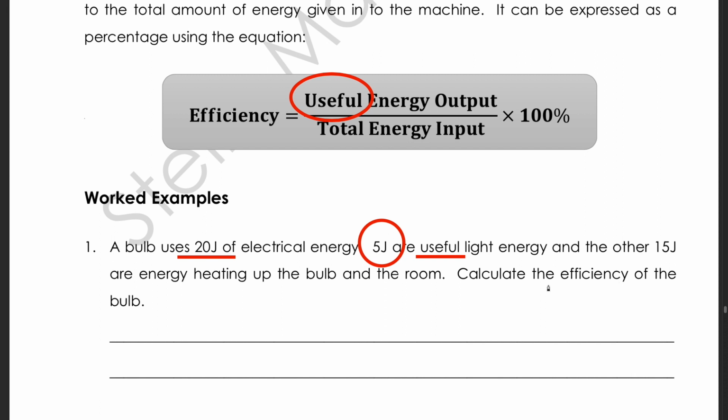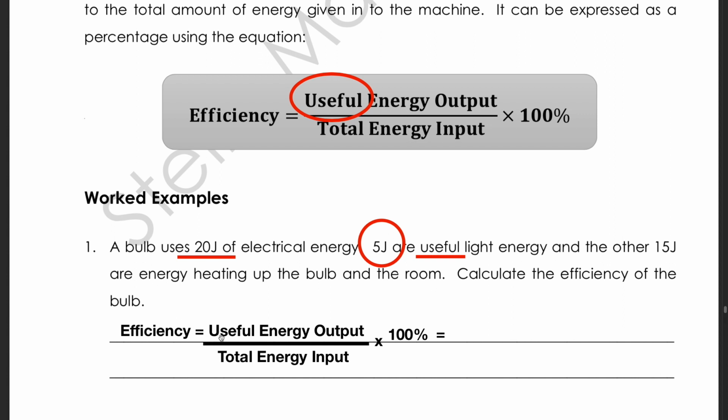As usual, we always have to start off from the equation. This equation that we've been given over here, that you have to know. Efficiency equals useful energy output divided by total energy input multiplied by 100%. In this case, the useful energy output we said is 5 and the total energy input is 20. So let's plug those values in. 5 divided by 20 multiplied by 100 will give us 25%.